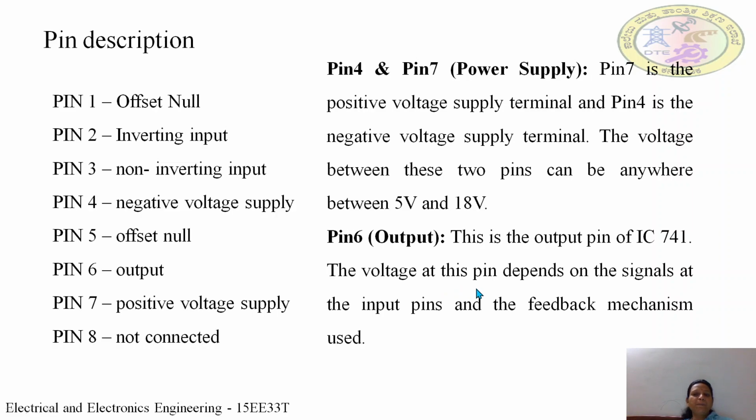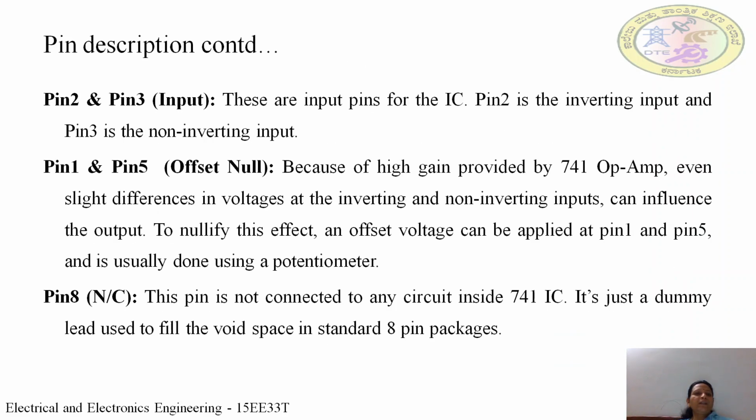The voltage at this pin depends on the signals at the input pins and the feedback mechanism used. Pin number 2 and 3 are the inputs. Pin number 2 is the inverting input and pin number 3 is the non-inverting input. Pin number 1 and 5 are the offset null. Because the 741 op-amp provides very high gain, even a small difference in the voltages at the inverting and non-inverting inputs can influence the output to a very large extent.